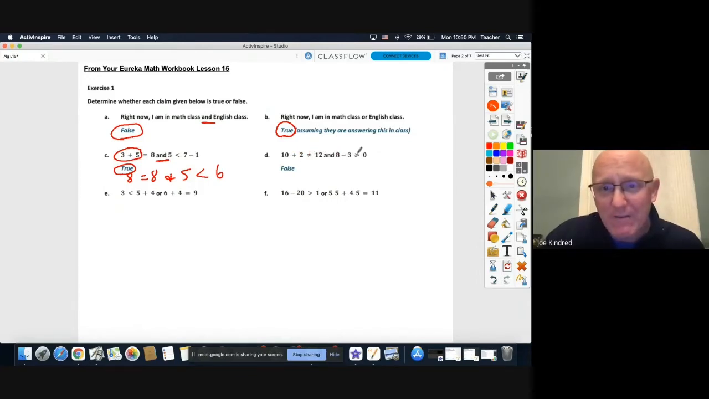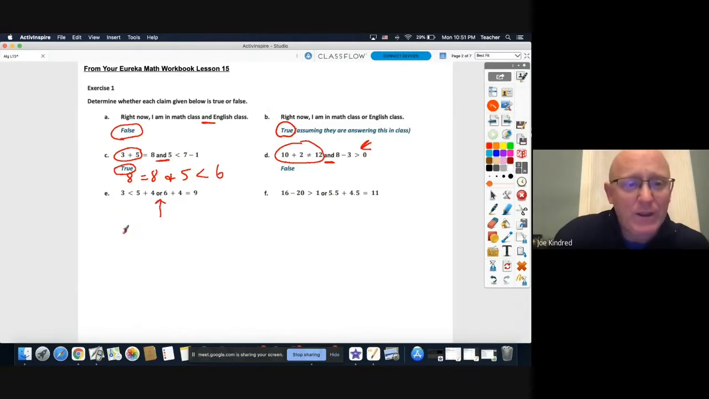D, 10 plus 2 is not equal to 12. 8 minus 3, 5, is greater than 0. Well, even though that's true, this is not true. So because the word is "and," both have to be true. Now, E and F, you can pause the video and take a moment on how I did C and D and maybe try that on your own on the sheet that I gave you. So pause the video and try to do E and F.